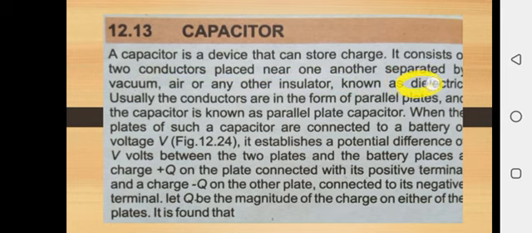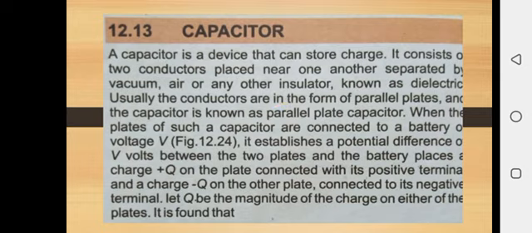What is dielectric? The insulating material placed between two parallel metallic plates in a capacitor is known as dielectric. Usually the conductors are in the form of parallel plates, and such a capacitor is known as a parallel plate capacitor. When in a capacitor both metallic plates are in a parallel shape, it is known as a parallel plate capacitor.